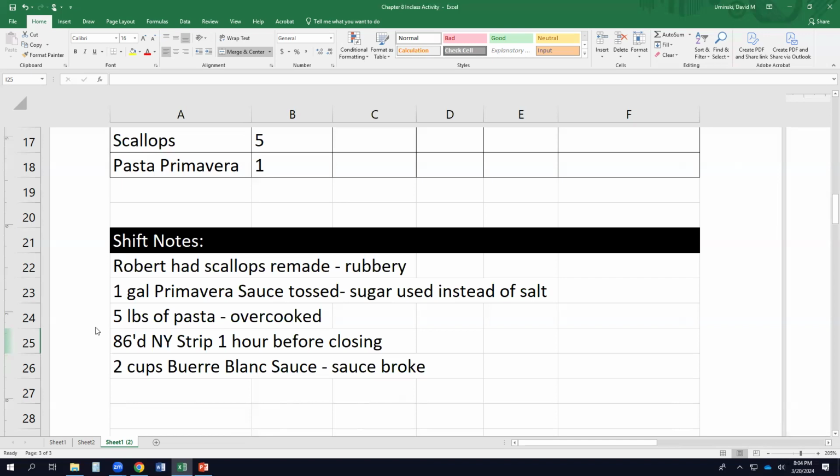I would probably put the 5 pounds as number 4. The beurre blanc is number 3 and the scallops is number 2. That would be mine. Not to say that it's the right thing, but that's just how I would look at it. Every single one of them needs corrective action.